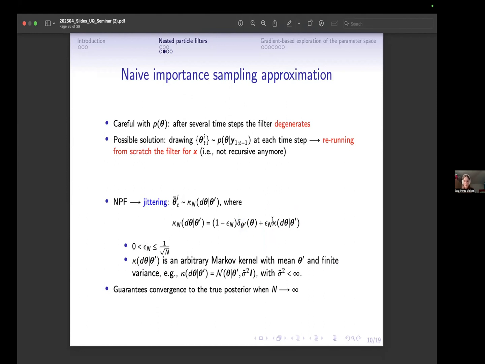And this kernel kappa can actually be a pretty simple thing. It has to be an arbitrary Markov kernel with the mean theta prime, that is basically the initial sample that you had, and it has to have some finite variance. I actually implemented it. It's literally just adding some Gaussian noise. It's just that the variance has to be somewhat controlled, it cannot be infinite variance.